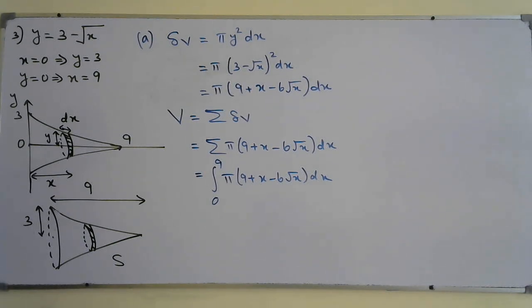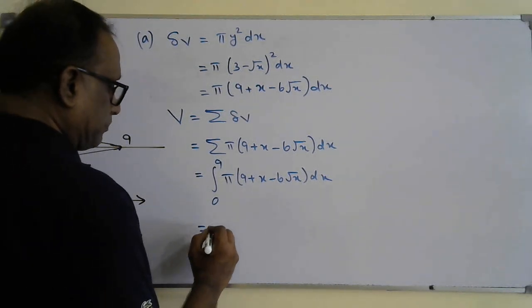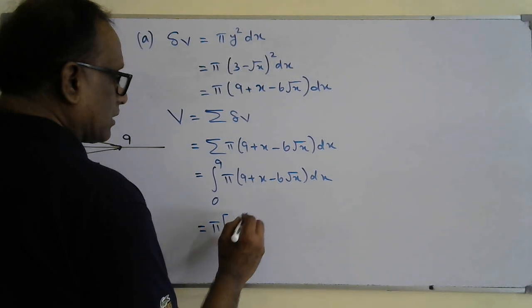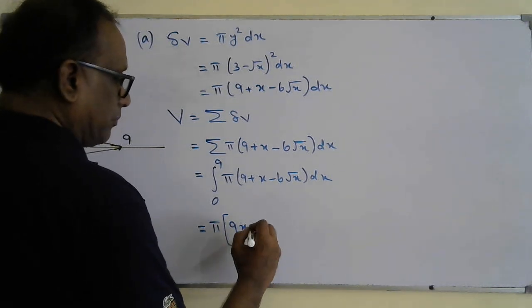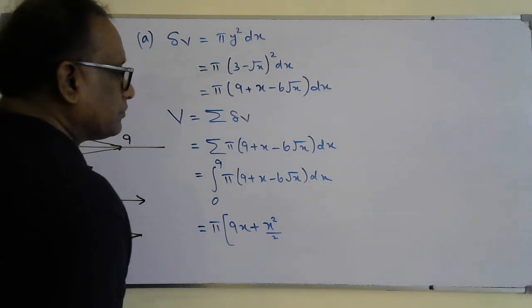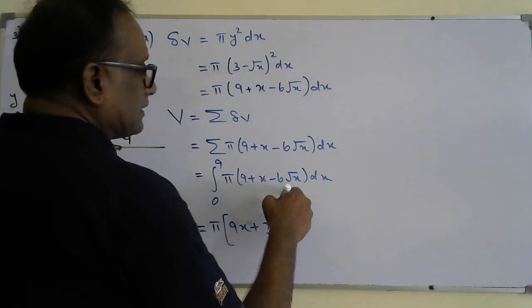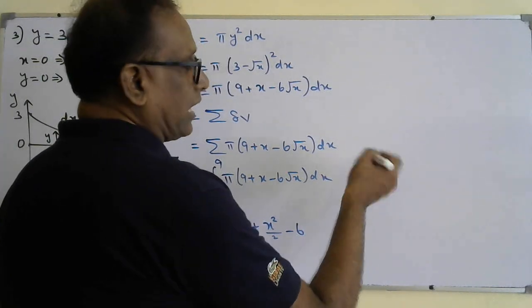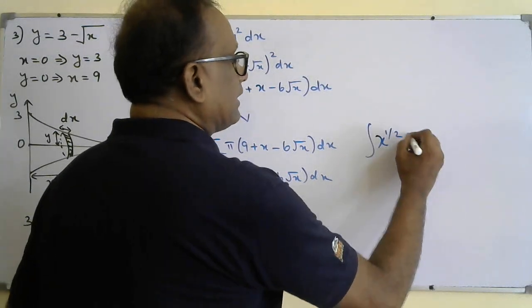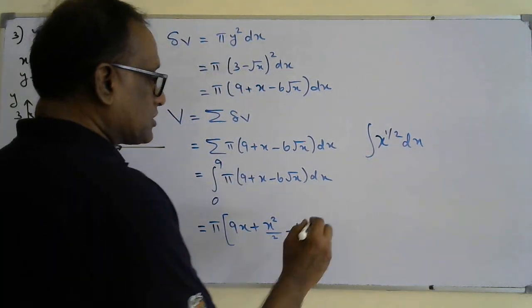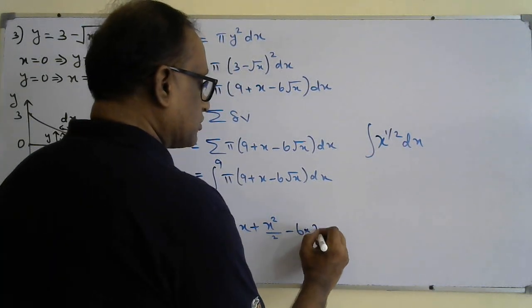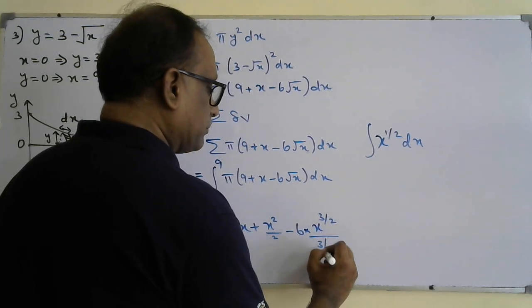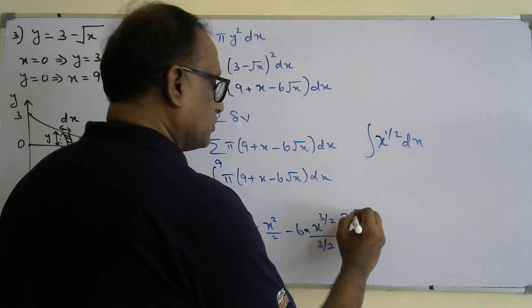Now the mechanics are over. Now pure mathematics, solve it in a normal way. If you integrate it, I can take the pi out, that is 9x plus x squared by 2 minus 6 times x to the power half. If you integrate x to the power half dx, you add 1, that is 3 by 2. So 6 into x to the power 3 by 2 over 3 by 2. The limits are from 0 to 9.